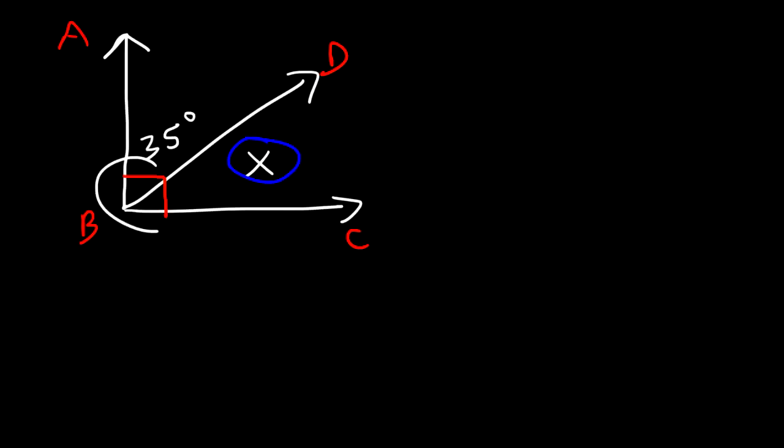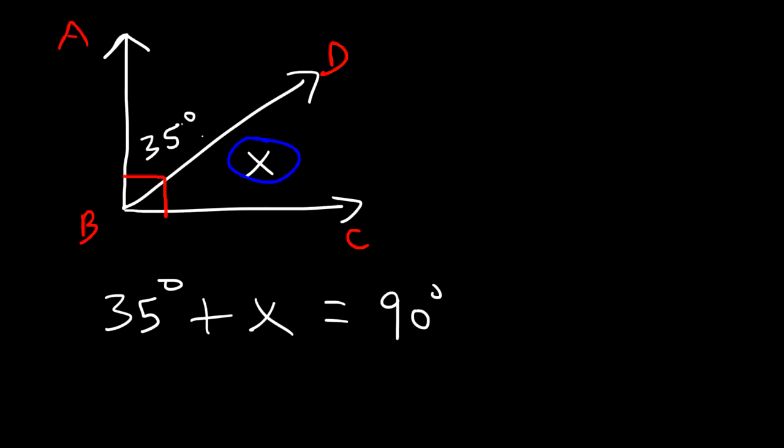Because this is a right angle, it represents 90 degrees. Therefore, angle ABD, which is 35, plus angle DBC, which is x, have to add up to angle ABC, which is 90. So basically, these two angles are complementary. So x is simply 90 minus 35, which is 55.